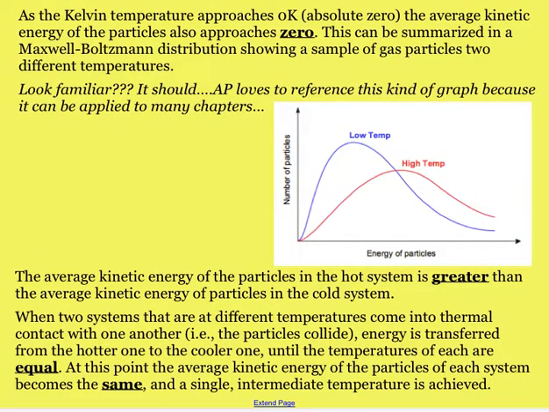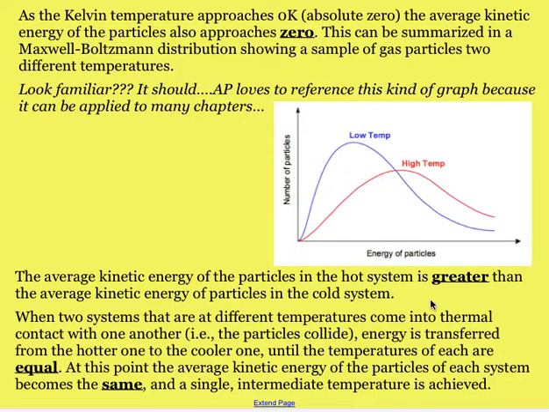All right, a couple other things about heat. When you're dealing with Kelvin temperatures, if you go to 0 Kelvin, that means the average kinetic energy becomes 0. Basically, that would mean down here that the particles would not be moving. So if you could reach absolute zero, you would have no movement of particles.